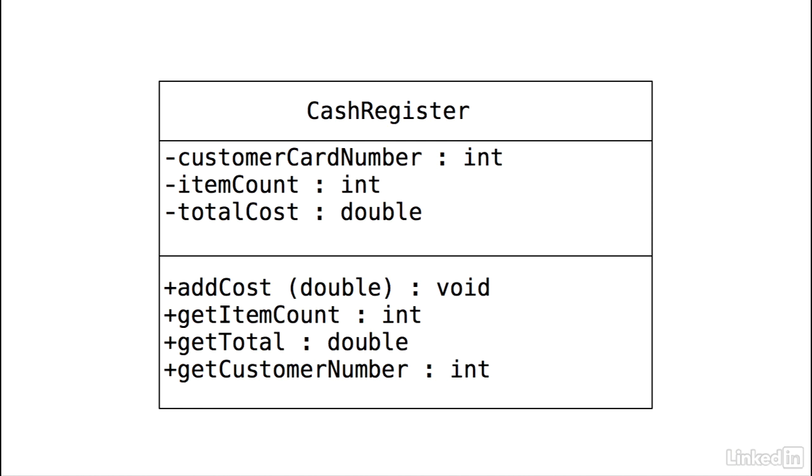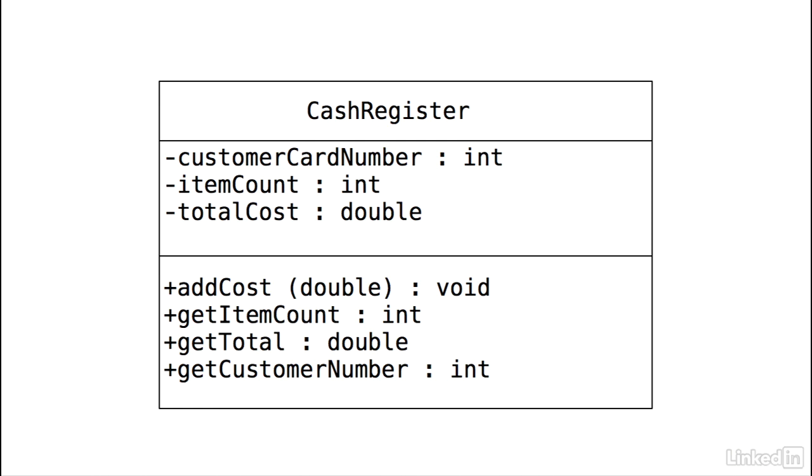In this case, they are add cost, which adds the cost of one item to the total, get item count, which returns the number of items in this transaction, get total, which returns the total cost of this transaction, and get customer number, which returns the customer loyalty card number.